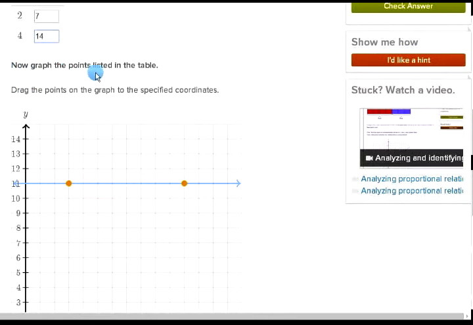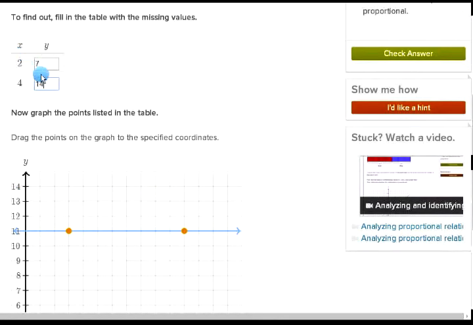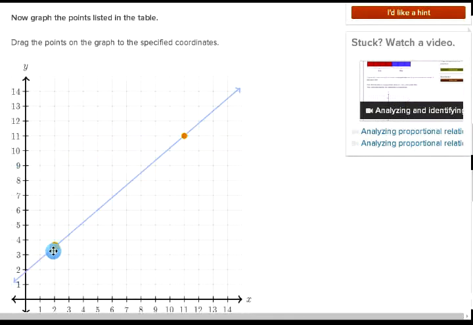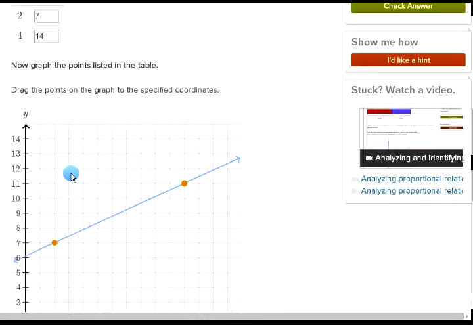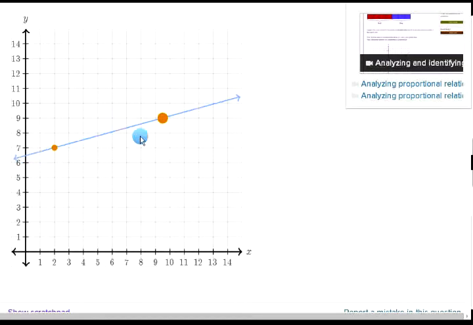Now graph the points listed in the table. Drag the points on the graph to the specified coordinates. So this is x is 2, y is 7. 2 in the x direction and up 7. 4, 14. Grab my other point, go to 4 on the x-axis, up 14.